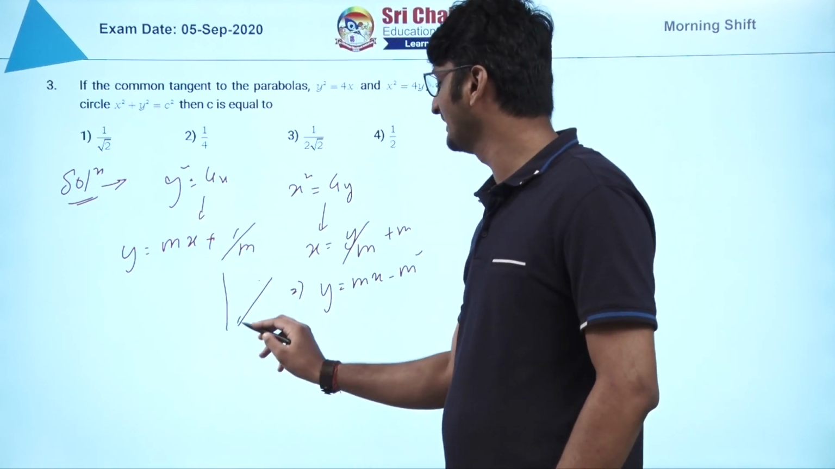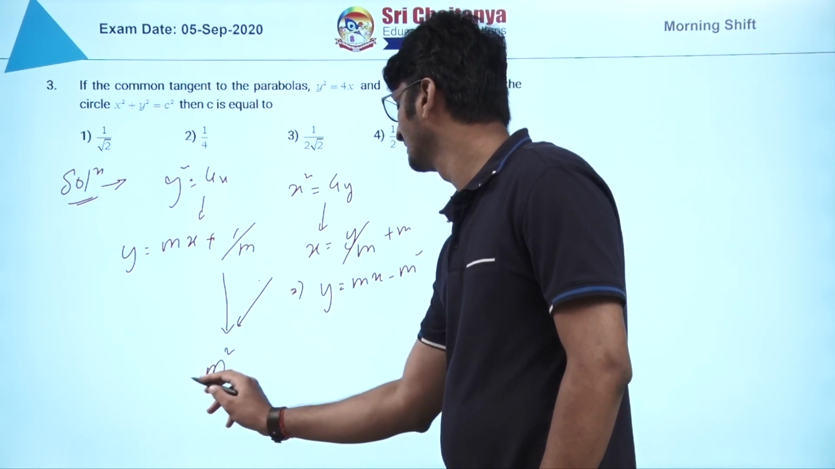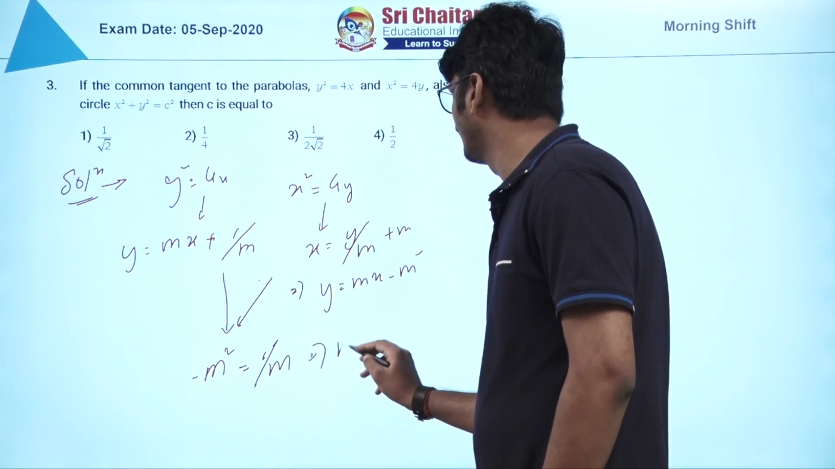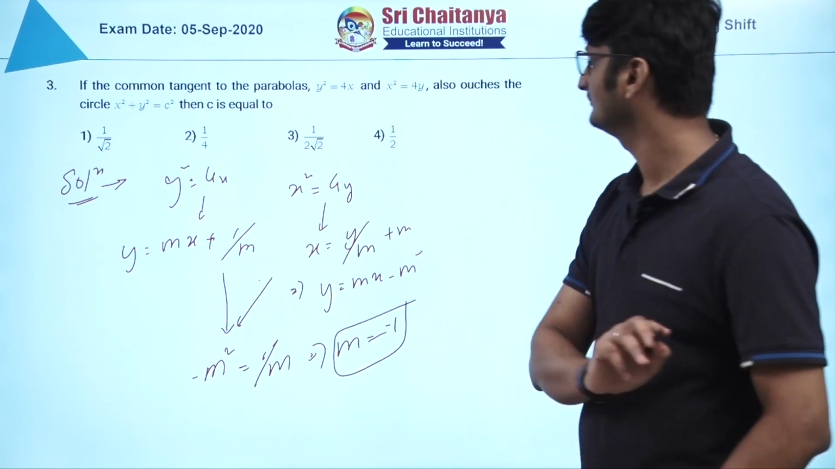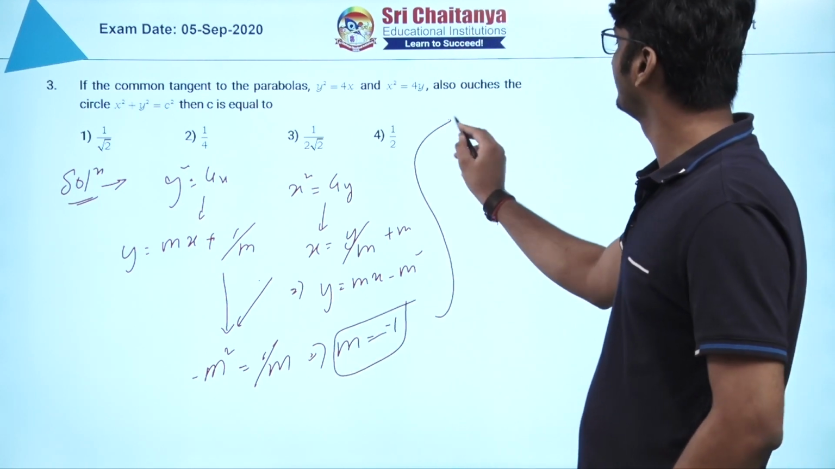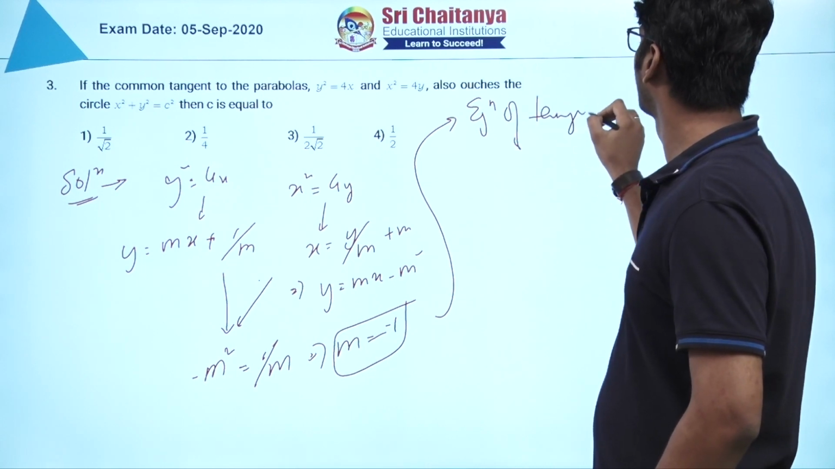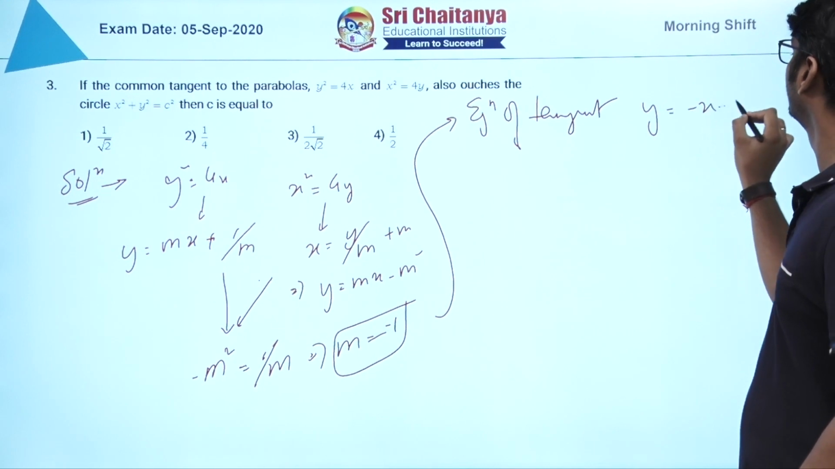So, comparing these two lines, what we are getting: m square is equal to 1 by m. So basically it is nothing but m is equal to minus 1. So the equation of tangent has become y equal to minus x minus 1.